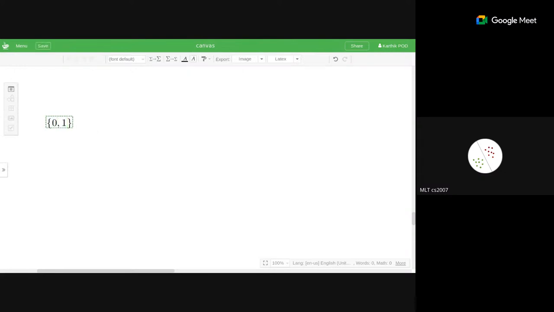So assume that you have a vocabulary of size 4. Let me make it slightly more generic. Let me keep this as binary only. No, you can keep this as 0, 1, 2, 3, 4.